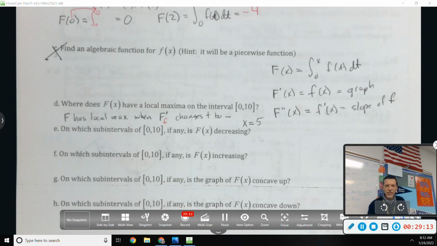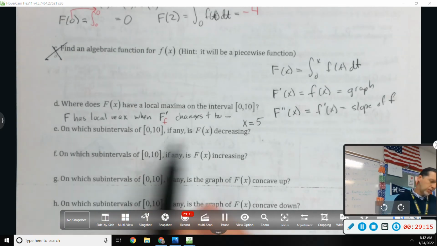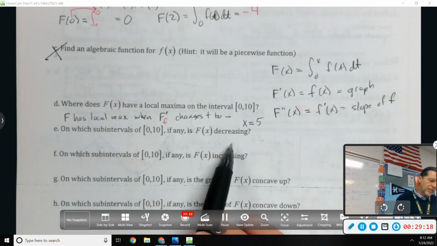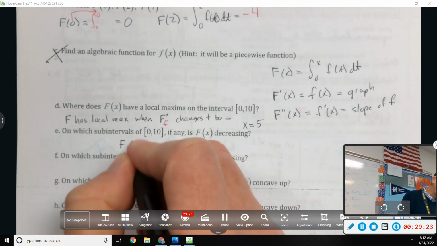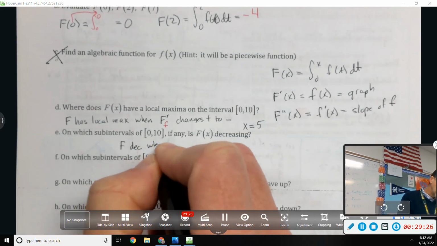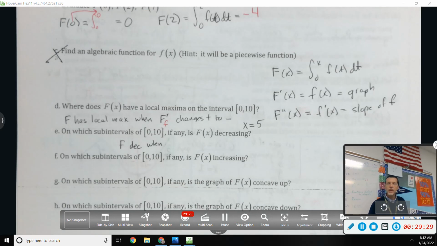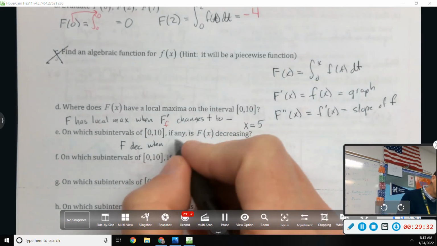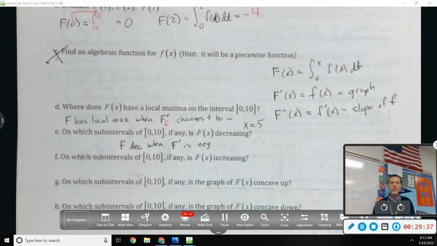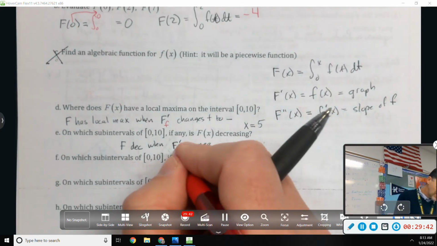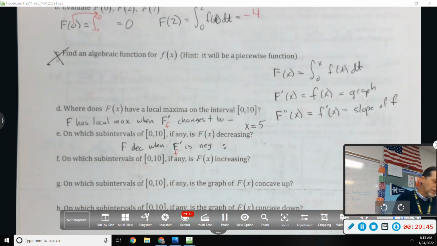Well, we've sort of done them. On what intervals is f decreasing? Well, again, think justify. Capital F is decreasing when capital F prime is negative. But what's capital F prime equal to? Little f. So little f is negative. So all I'm looking at on the graph is where f is below the axis. So it's turned into an easy question.